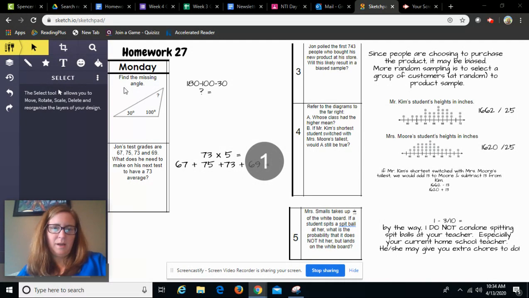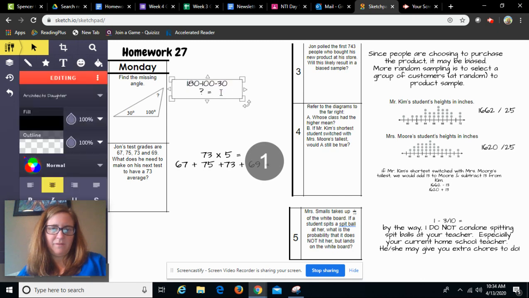First one, number 1, find the missing angle. We have 3 angles in a triangle. They should add up to be 180 degrees. But on this one, we only are given 2, so we want to add them together. 100 plus 30 is 130. And we want to do 180 minus 130. So the answer here should be 50.